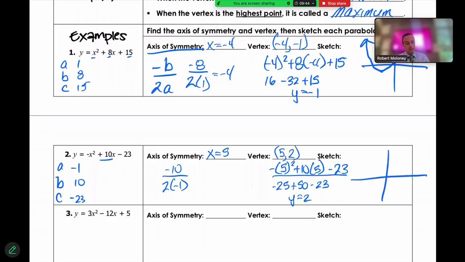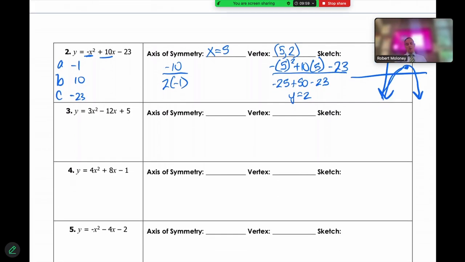And again, I'm going to quickly sketch that. Over 5, up 2 puts me somewhere around there. This time, though, my parabola is facing down, so I'm going to draw my parabola going down. Now the question is, what happens if there's a number bigger than 1 or negative 1 on the equation? Well, let's take a look at number 4. It doesn't really change anything. It just makes a 4, b 8, and c negative 1.